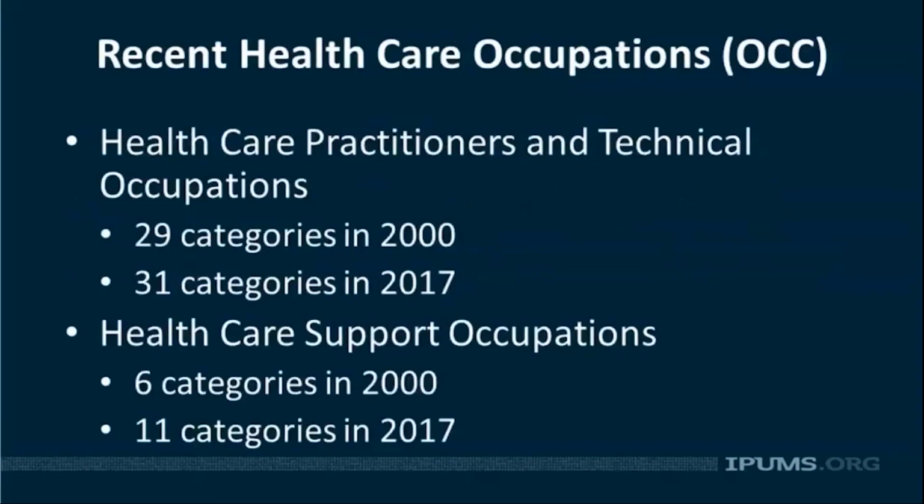To give you a sense of the amount of detail and change in healthcare occupations, consider these 2 sets of broad healthcare occupations in 2010 and 2017. So the healthcare practitioners and technical occupations was 29 categories in 2000 and 31 categories in 2017. The healthcare support occupations increased from 6 in 2000 to 11 in 2017.